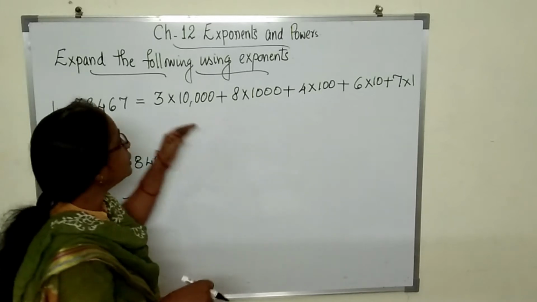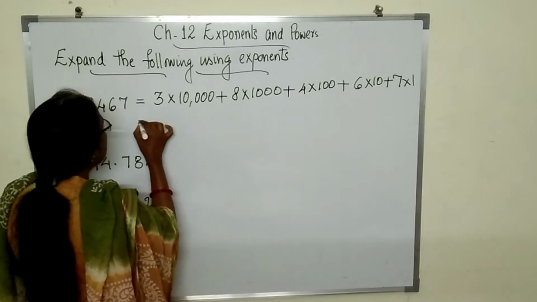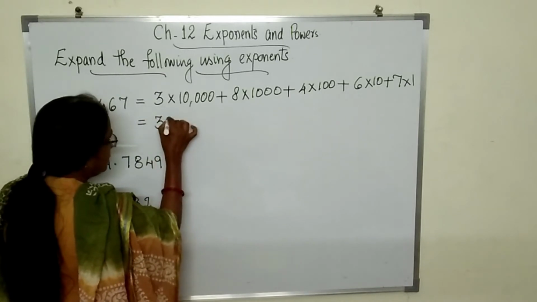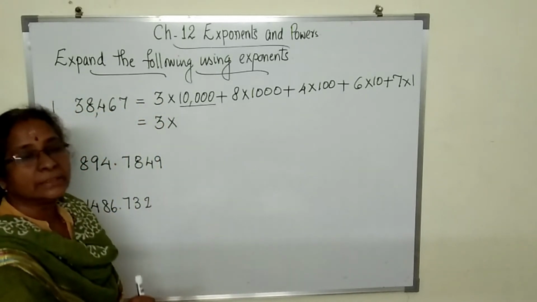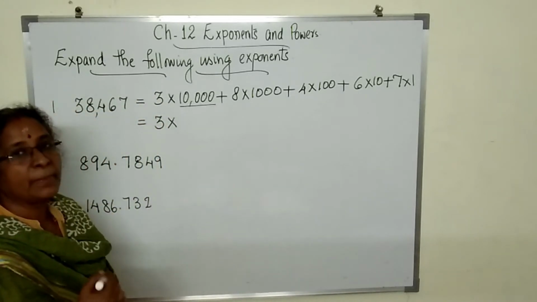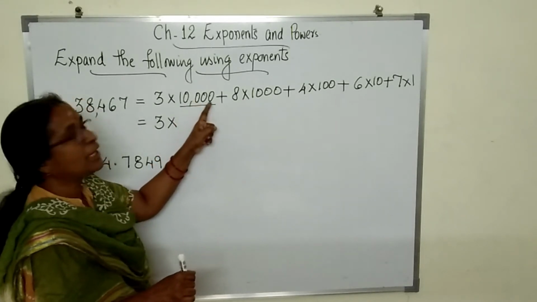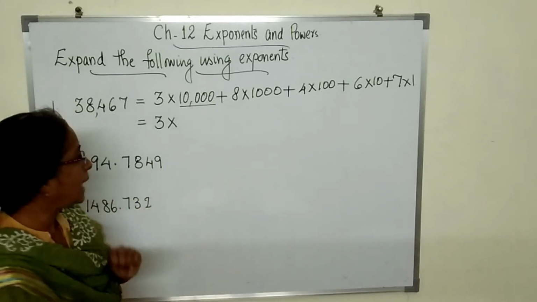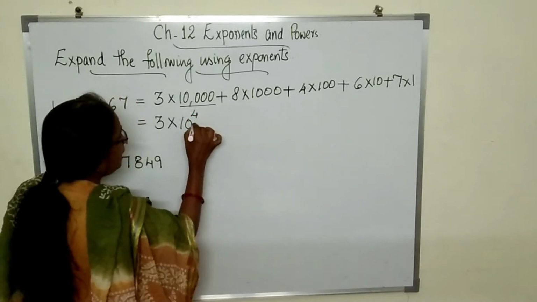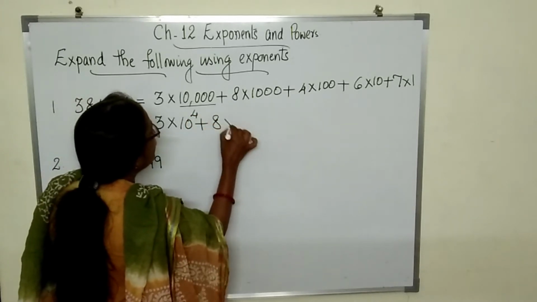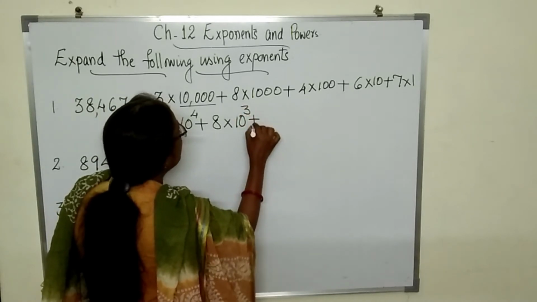Now today we will use exponential form for writing this. How to write? Here 3 will remain as it is. But 10,000 can be written as the product of 10 repeatedly multiplied, that is 10 into 10 into 10 into 10. How many times? 4 times. So 3 into 10 raised to 4 plus 8 into 1000, which can be written as 10 raised to 3.